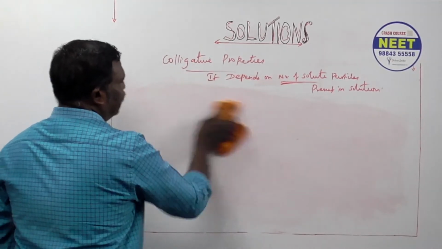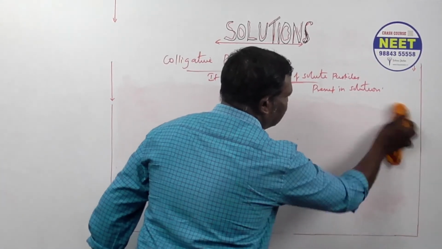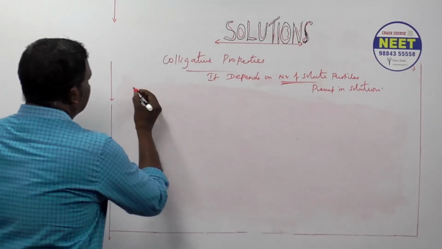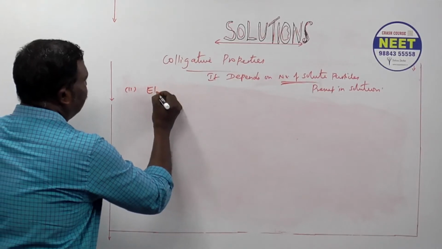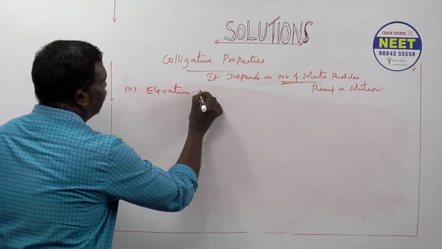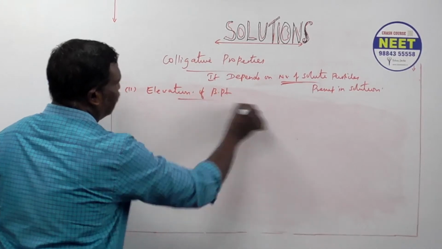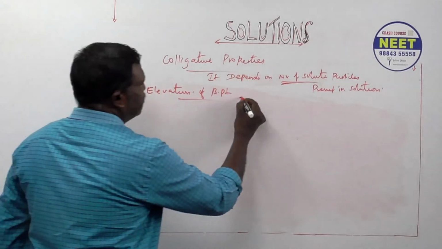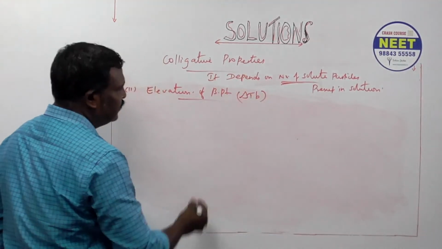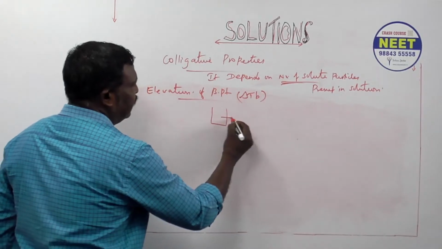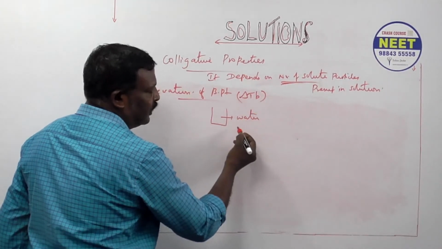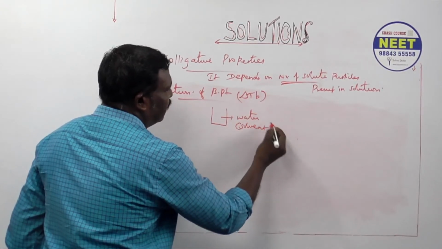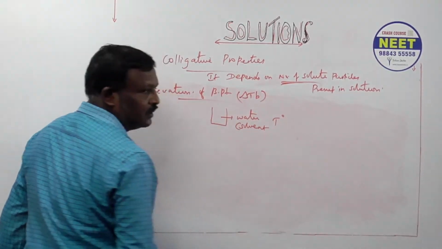Second property, you put elevation of boiling point. Understood? Simple one. Second one is elevation of boiling point. The symbol represented is del TB. I told you already. If you take only the solvent, what is the solvent? You know. If you measure its boiling point, it is considered as T0.